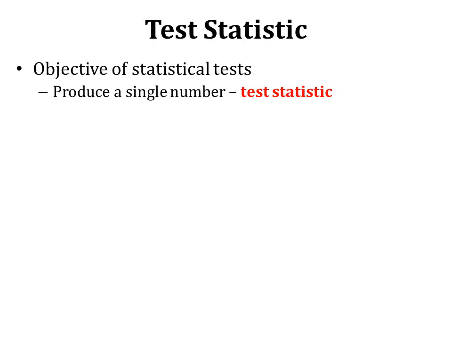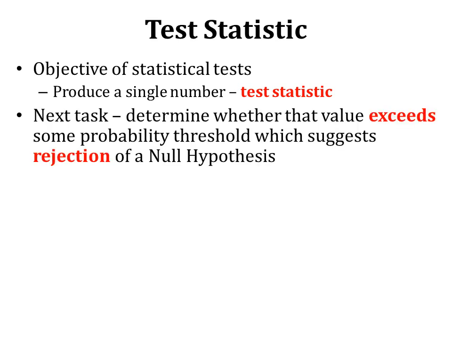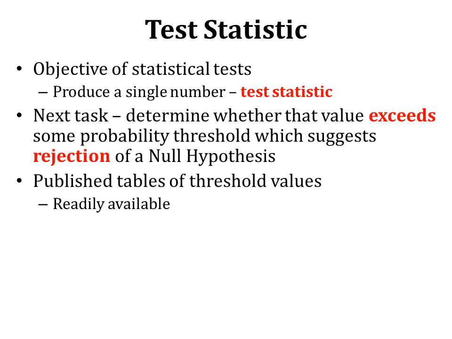Now, what is a test statistic? The objective of a statistical test is to produce a single number, which is known as the test statistic. So whenever you are doing a statistical test, you are going to end up with a number, and by using that number, you have to find out whether your result is significant or not. That number is known as a test statistic. The next task is to determine whether that value exceeds some probability threshold which suggests rejection of the null hypothesis.